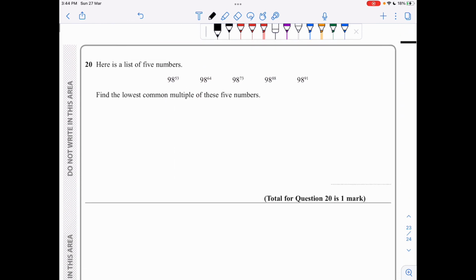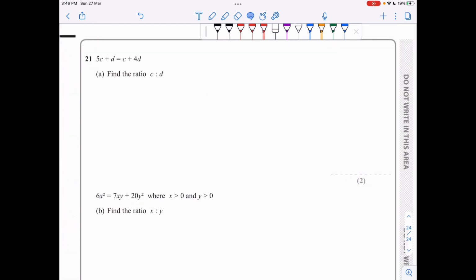Question 20, we're being given a list of 5 numbers. What is the lowest common multiple? Well, the lowest common multiple, for it to be a multiple, it should be at least as big as the greatest of these. And the greatest of this is the one with the highest power, 98 to the 91. Equally, someone could ask for the highest common factor, which would have been the smallest power here.